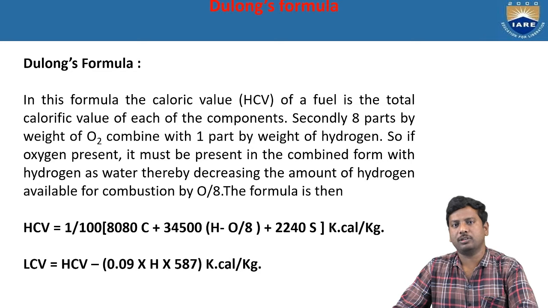And we already discussed the unit for calorific value, which is kilocalorie per kg. And LCV is the lower calorific value. So LCV is HCV minus 0.09 into hydrogen into 587 kilocalorie per kg, where 587 represents the latent heat of steam, or latent heat of vaporization.